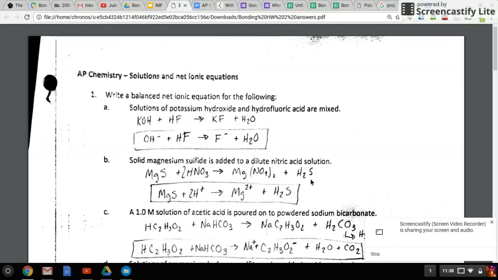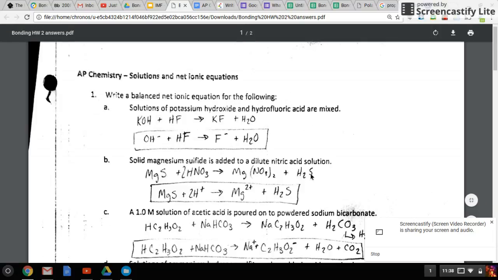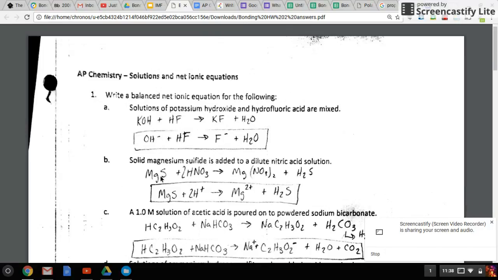H2S does not split up because it is a gas, and it's one of those gas-forming reactions that you have to recognize. We did not split up magnesium sulfide because in the problem it says it's a solid. It will react, but at the beginning, because what we're showing is the reactants, what's there at the beginning of the reaction and what's there at the end, we cannot show magnesium sulfide as ions because it's a solid right now. It will dissolve in the nitric acid and will react, but at the beginning it is a solid.